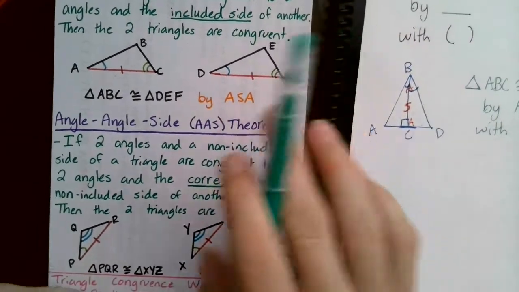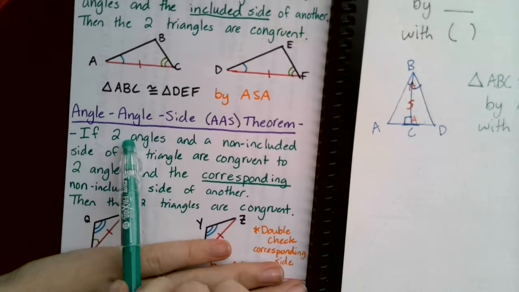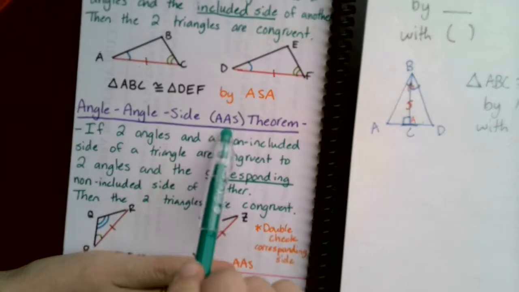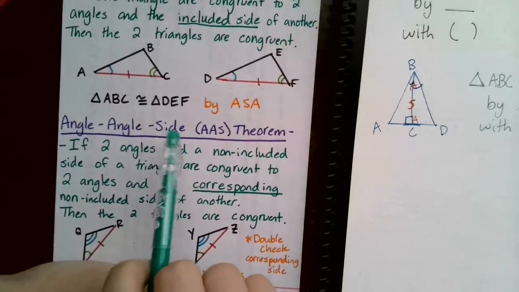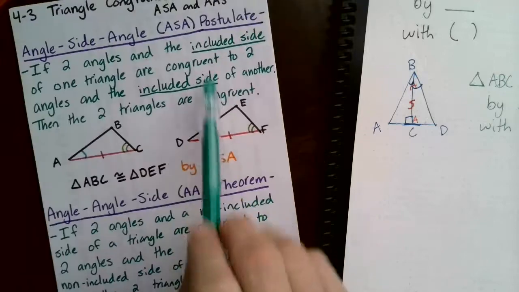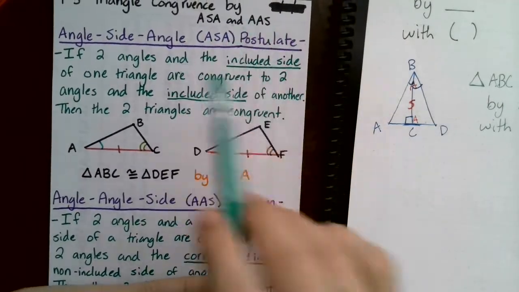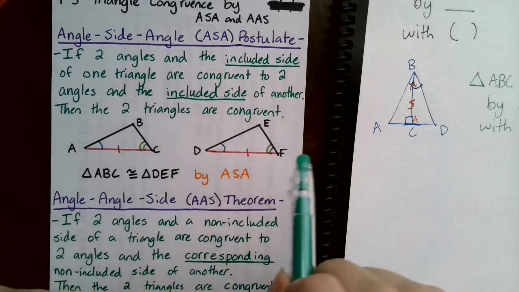Our last one on these main four shortcuts for proving triangles congruent is angle, angle, side. Okay, so this time it does not matter that the side is in the middle. So you're like, why does it matter up here? These are two very different things. This is a postulate, this is a theorem. Theorems we have to prove, postulates are facts. We're not going to get too into detail.